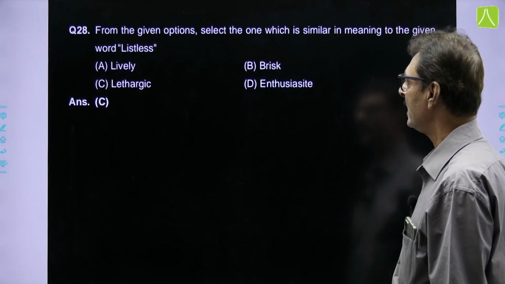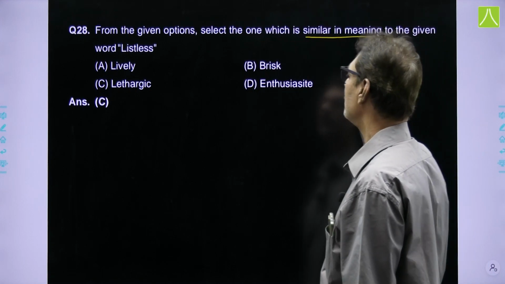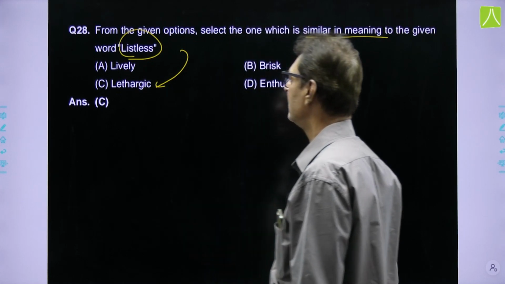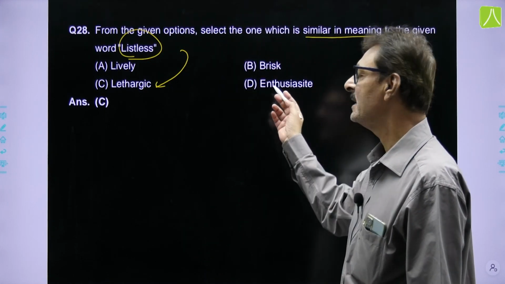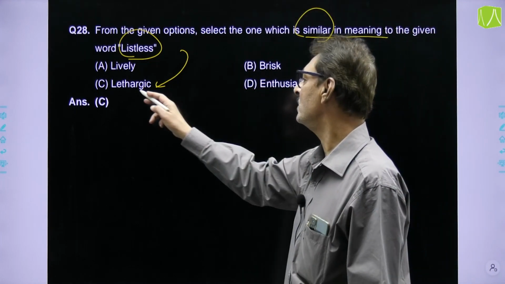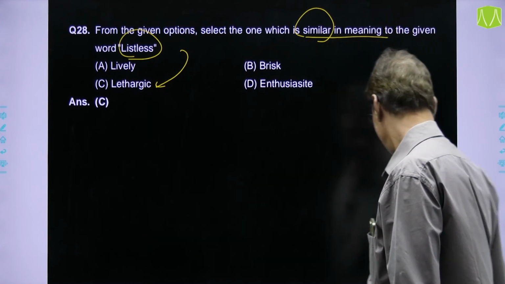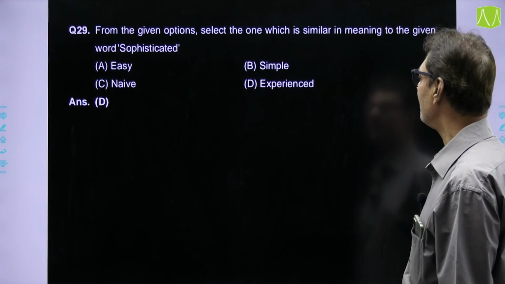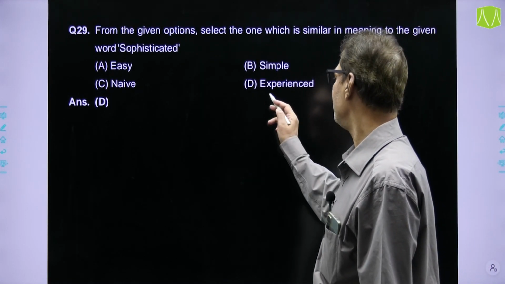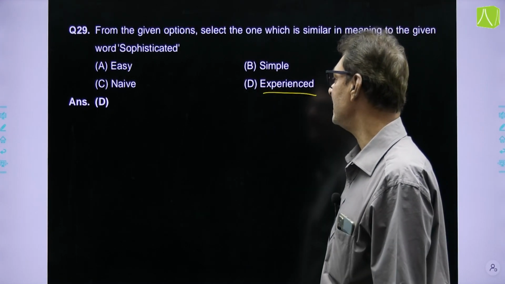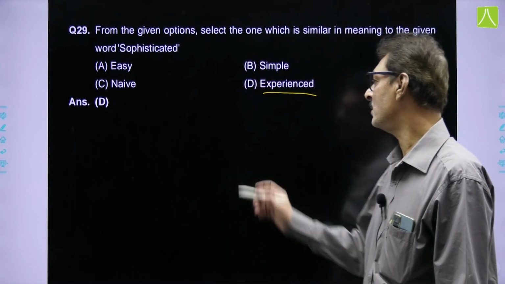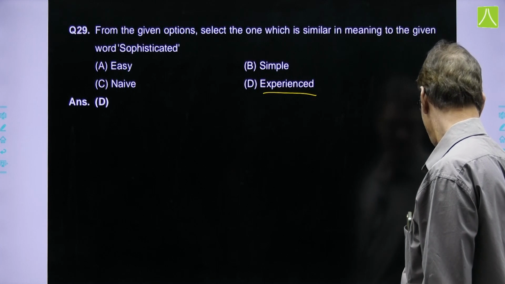also. Next, the word similar in meaning to listless, this is the question, and listless means lethargic, lively, brisk, enthusiastic. These are the antonyms. We want the synonym over here, and the only synonym is lethargic. The next question, again based on synonyms, meaning of sophisticated, and sophisticated means experienced, nothing to do with easy, simple or naive. The others are eliminated. The only option over here is option number D, that is experienced.